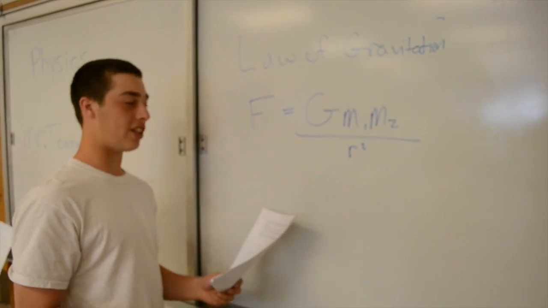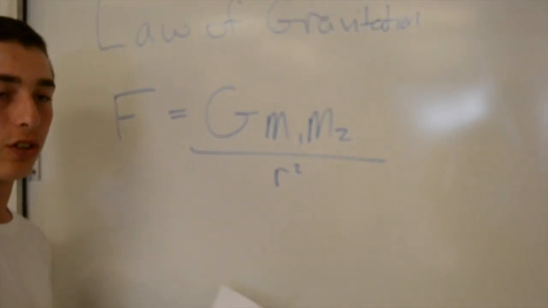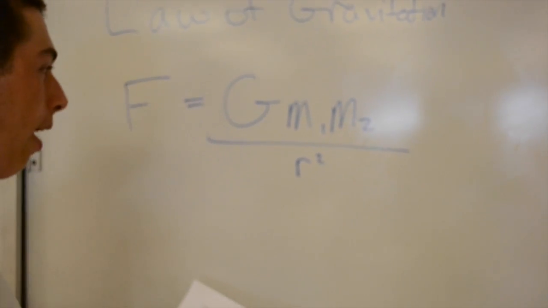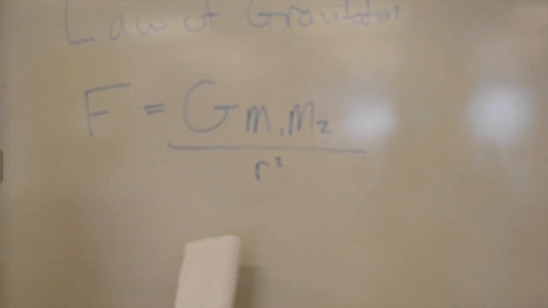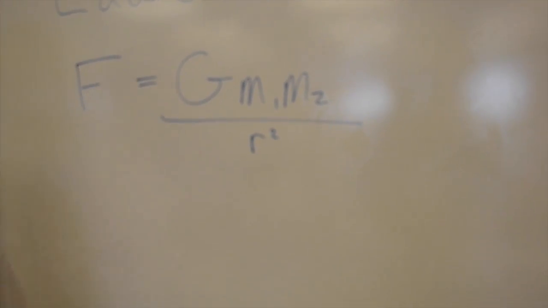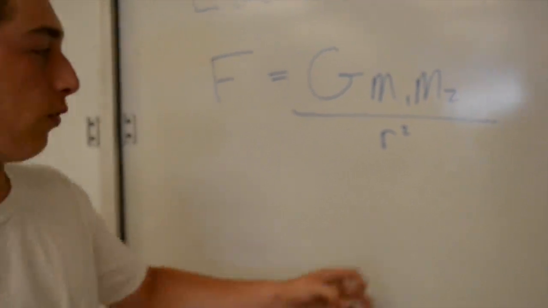In this equation, g stands for the gravitational universal constant, m1 stands for the mass of the first object, m2 the mass of the second object, and r stands for the distance between the two objects, and this variable is squared.